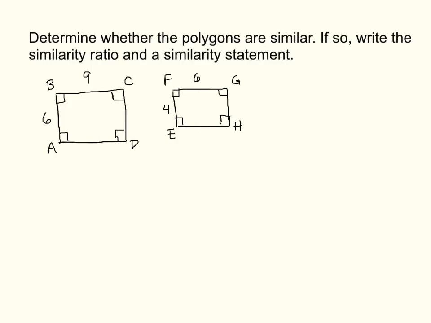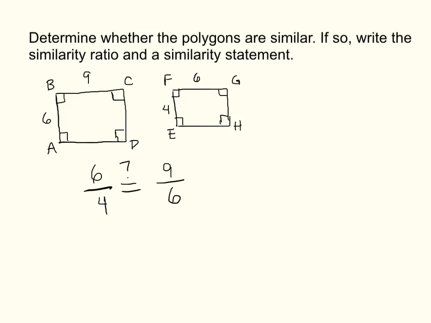Now we need to take a look at the corresponding sides. What I always like to do is start with the shorter side, so that would be a 6, and that'll correspond to this shorter side over here, which is the 4. So if I write it as a ratio, 6 over 4, I find out, does this equal the larger side 9 and the larger side 6? So then I would write 9 over 6. Now I need to do a little bit of reducing here.